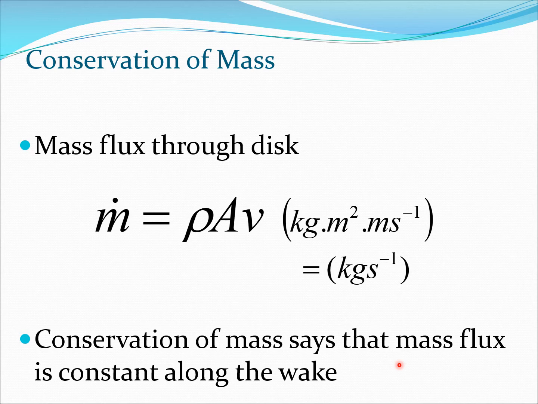So the first thing we look at is conservation of mass. Essentially there is a mass flux through the rotor disk, and this we can denote by m dot equals rho A v. So m dot is the mass flux, rho is the density of air, A is the area of the rotor disk, small v is the induced velocity. The density of air is generally taken as 1.225 kg per meter cubed. The units of m dot are kg per second. Now conservation of mass says that mass flux is constant across the wake, so we are going to use this in our derivation later.